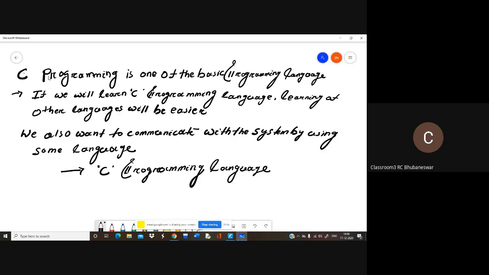Clear, everyone? Okay. Before developing any program, I may ask you a very simple question: what do you understand by program? Many languages are available: C, C++, Java, Python. But if I ask you a very simple question, what do you understand by program?